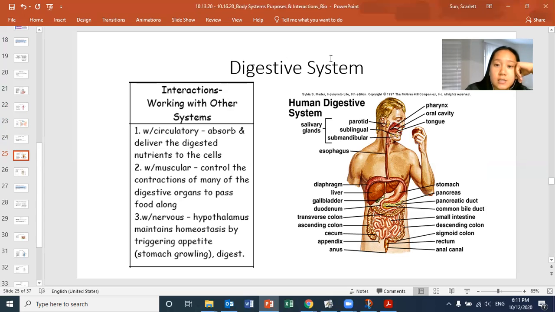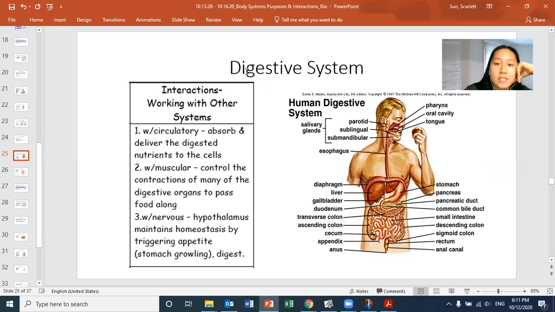Okay. The digestive system works with the muscular system because it controls all of the contractions of many of the digestive organs to pass food along. If we didn't have muscles and you got food into your mouth, you wouldn't be able to swallow it to get it down to your stomach because that takes muscles. Your stomach wouldn't be able to mash it up to digest it and break it down with stomach acid because that takes muscles. Then you wouldn't be able to push it down into your intestines because that takes muscles. So all of these things in the digestive system take up muscles.